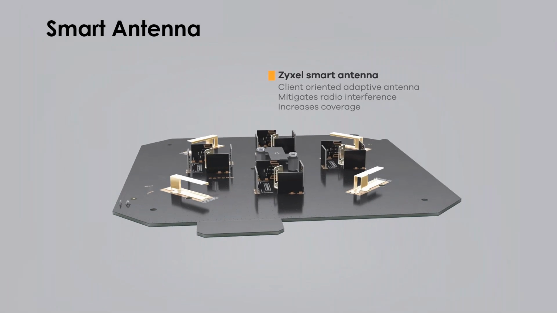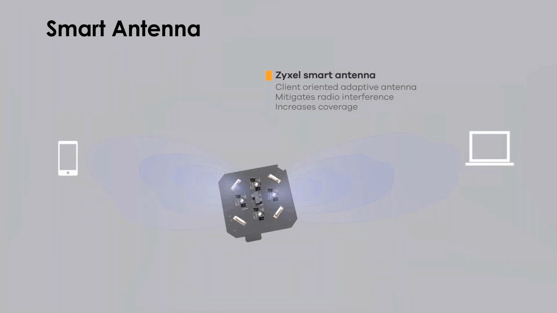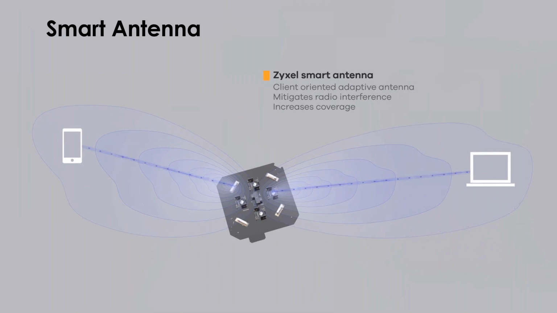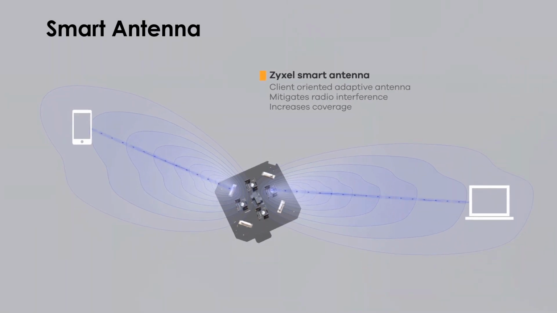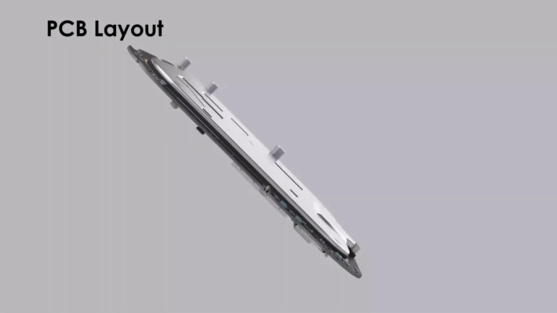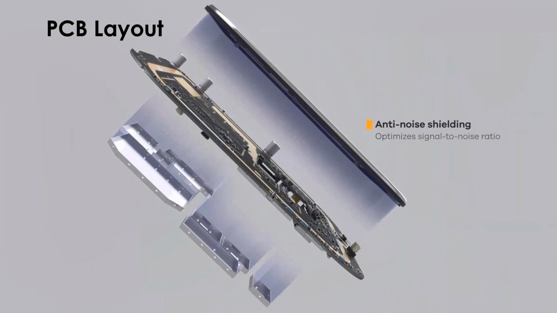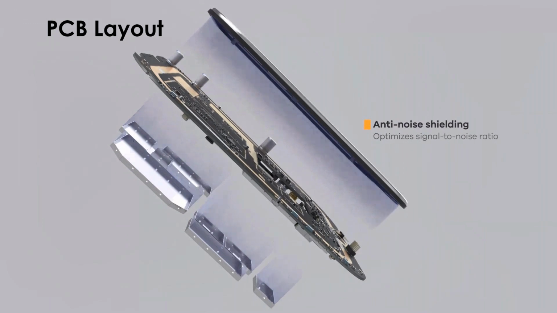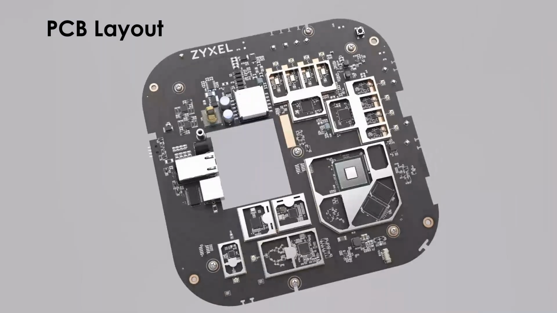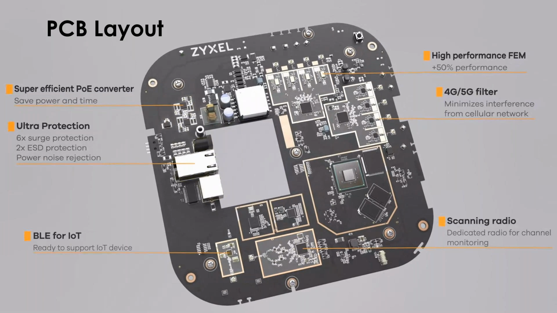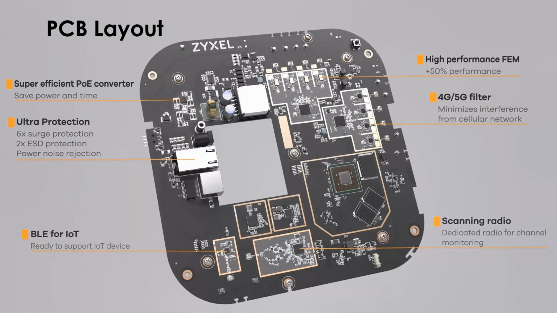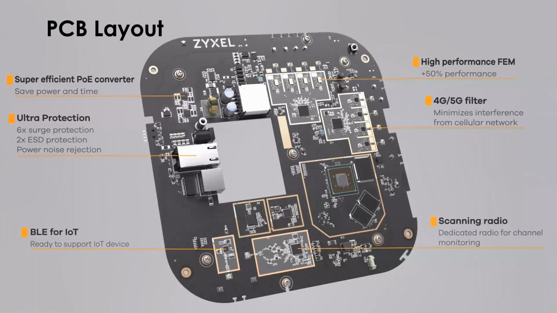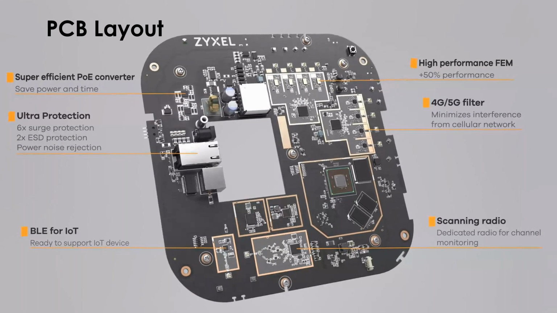It introduces the smart antenna module, which is able to keep up with and follow each and every client individually that is connected to this AP. And the PCB has anti-noise shielding to gain the best possible signal to noise ratio, so it can serve the clients and give reliable Wi-Fi even when the signal strengths are getting very low. So on the edge of the coverage, you can still have nicely functioning Wi-Fi.